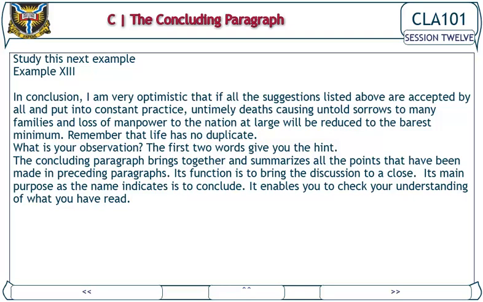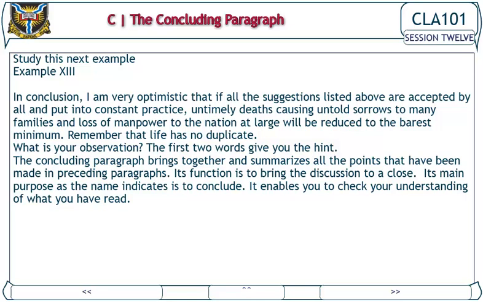Example 13. In conclusion, I am very optimistic that if all the suggestions listed above are accepted by all and put into constant practice, untimely deaths causing untold sorrows to many families and loss of manpower to the nation at large will be reduced to the barest minimum. Remember that life has no duplicate. What is your observation? The first two words give you the hint.